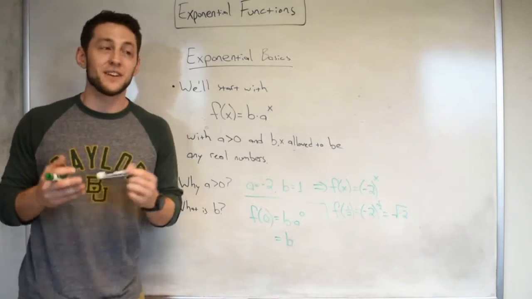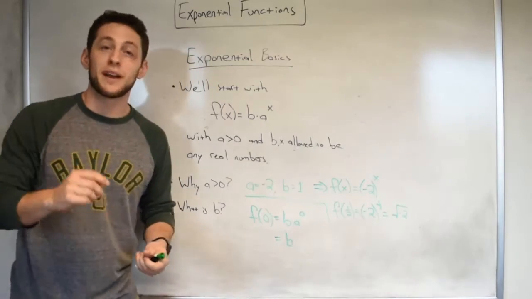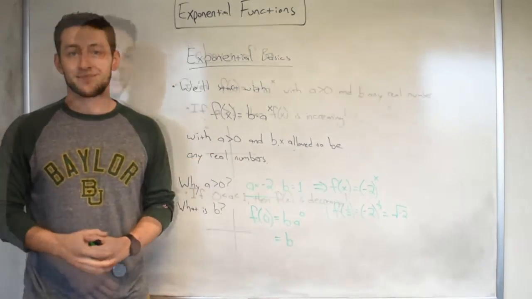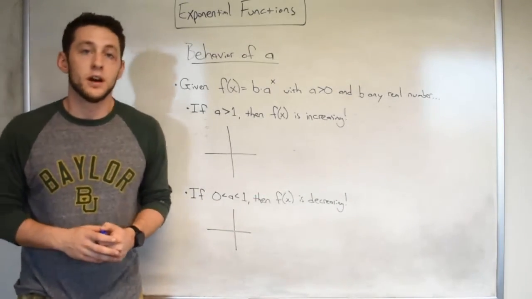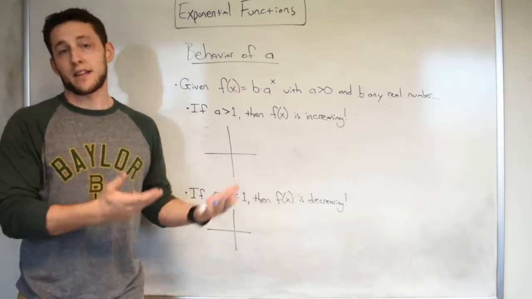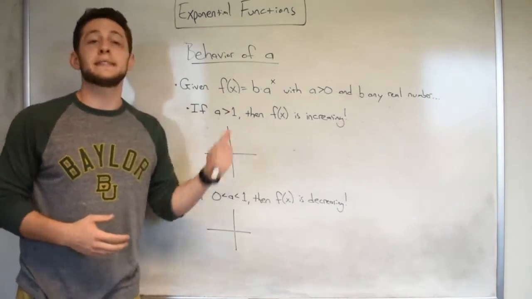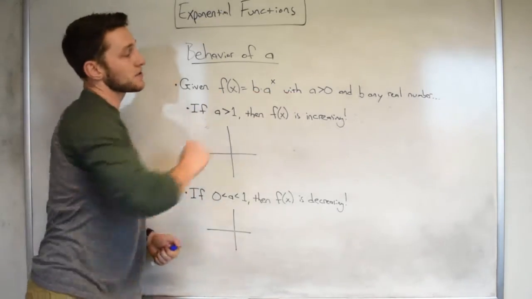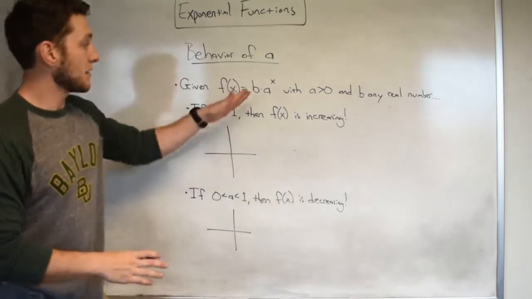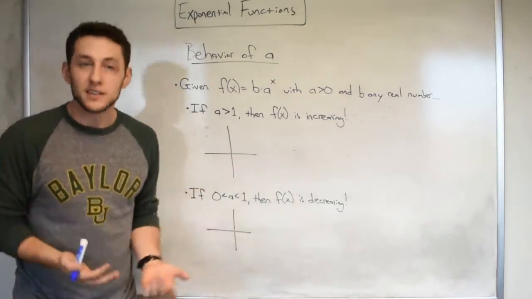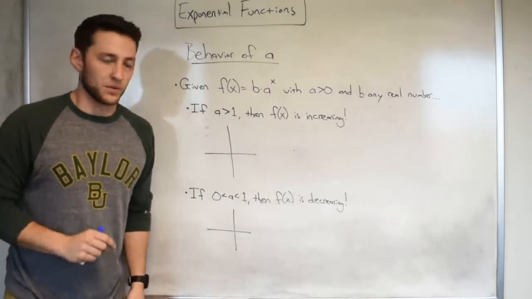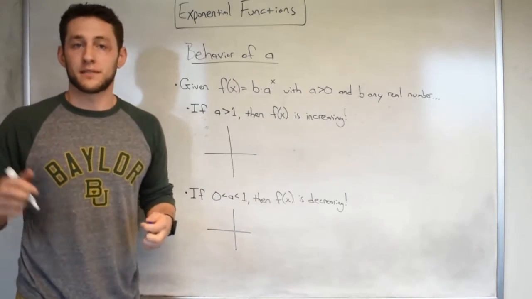That's going to end up kind of giving us indications on which direction it's going and how steep or shallow that graph is looking. Now we begin our discussion of what a really does for our function. So let's start with the exact same scenario. Let f of x equal b times a to the x, where a is greater than 0 and b is any real number. Well, since a is greater than 0, we can actually split that into 2 and let's say 3 cases. If a is greater than 1, then f of x tends to be increasing.